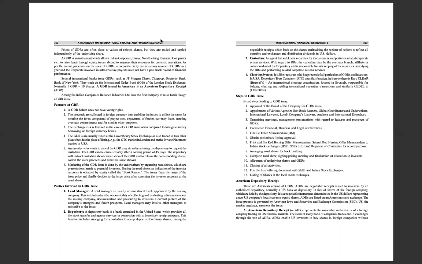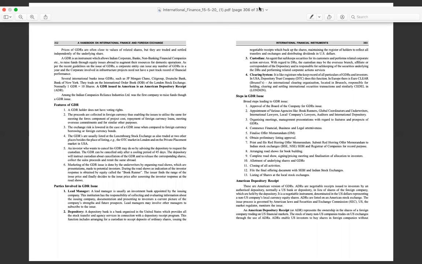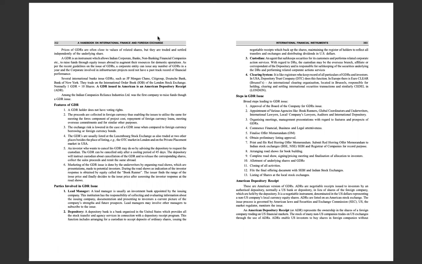Now, talking about the steps in a GDR issue. The first step is approval from the board of the company for the GDR issue. And then it has to appoint various agencies like book runner, global coordinators, and underwriters. We forgot to mention the underwriter, so I'm going to add it as a fifth point here. Who is an underwriter? An underwriter is also usually a merchant banker who is paid for his service. The underwriter's job is that any unsubscribed portion of the shares is going to be subscribed by the underwriter.